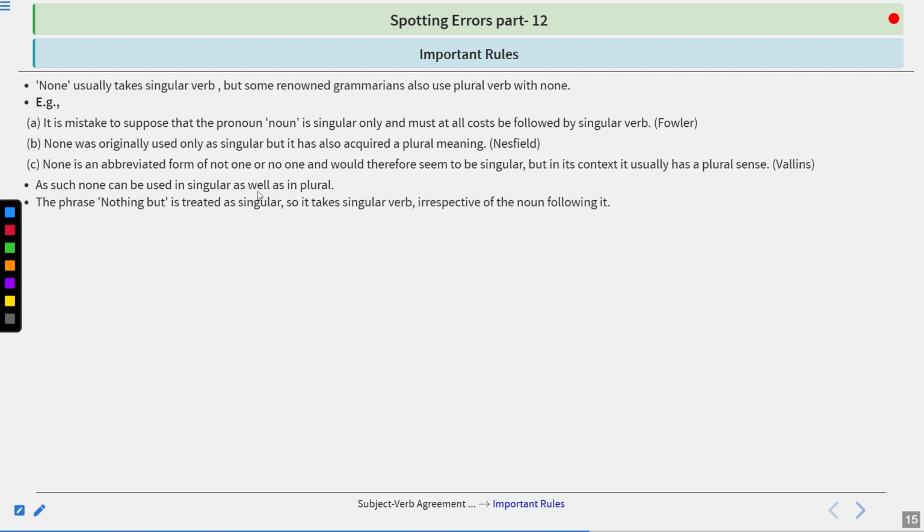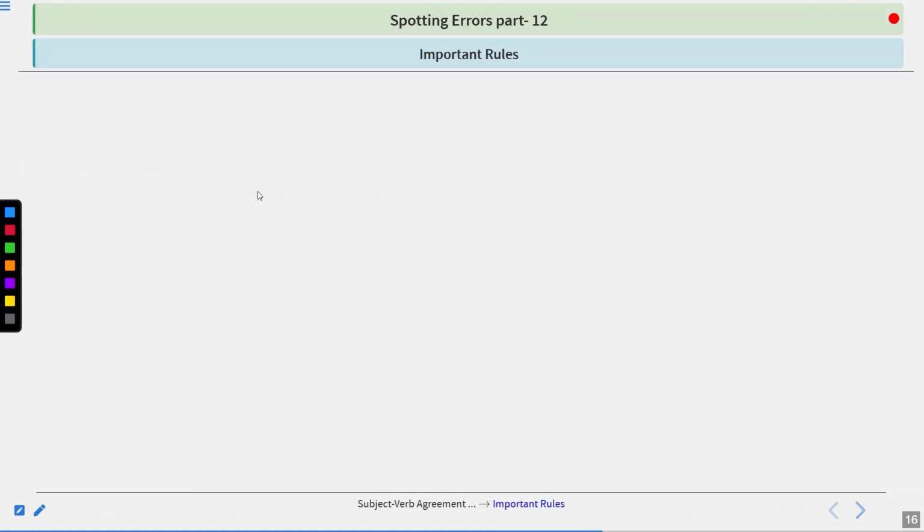The phrase "nothing but" is treated as singular, so it takes a singular verb irrespective of the noun following it. Nothing but hill is seen. Nothing but birds is seen. I hope you've understood.